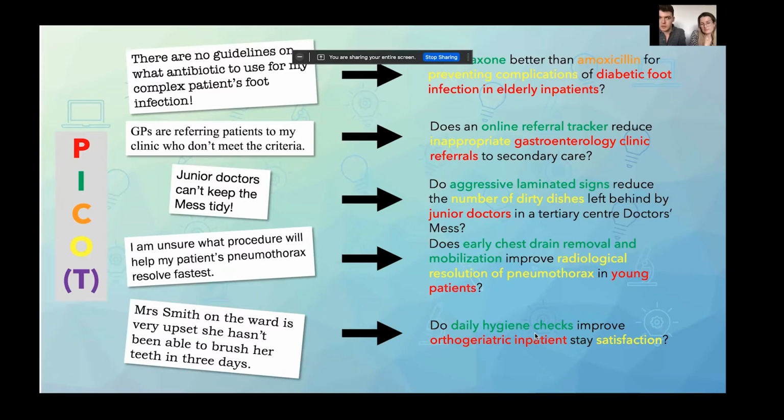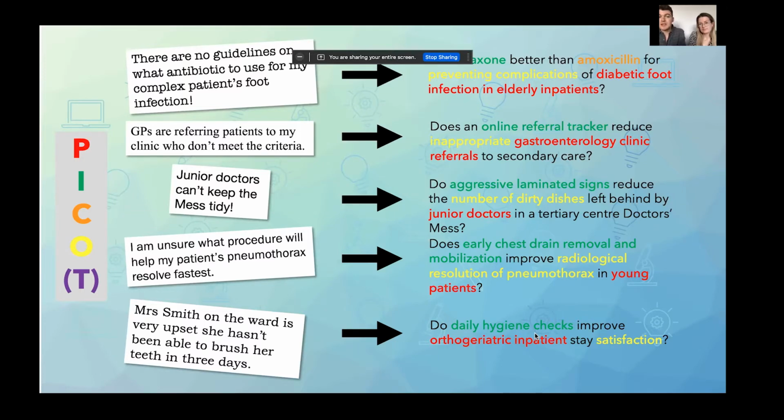research question. So rather than, we don't know what antibiotics to use, we could design a trial or design a project asking the question whether ceftriaxone is better than amoxicillin, so an intervention and a comparator, for preventing complications, which would be our outcome in diabetic foot infection in elderly inpatients, and that would be the population we were studying.